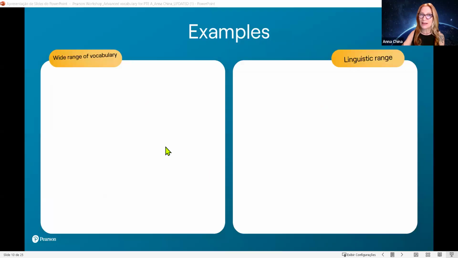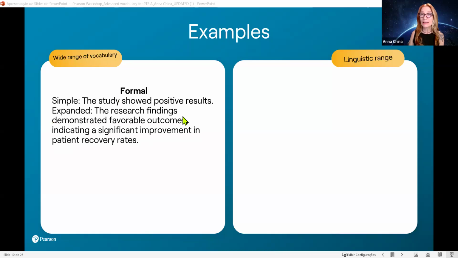So let's compare some elements here. It says here, understanding regular usage. I'm keeping an eye here on the chat box. So when you have formal, take a look, a simple, basic vocabulary: "The study showed positive results." Now, if we're going into an advanced level, we will say: "The research findings demonstrated favorable outcomes, indicating a significant improvement in patient recovery rates."